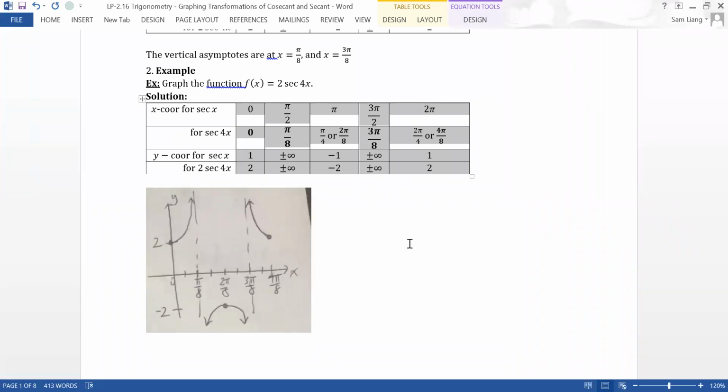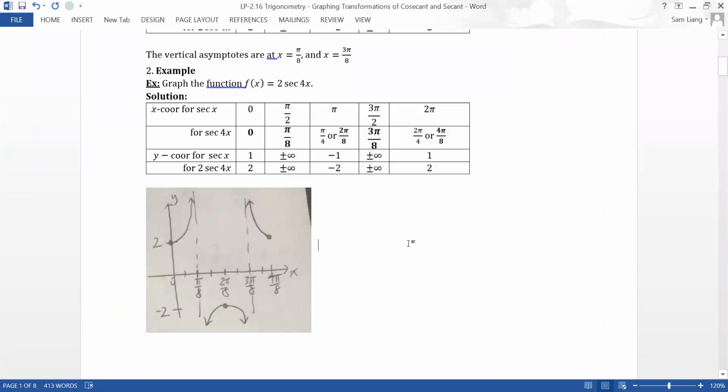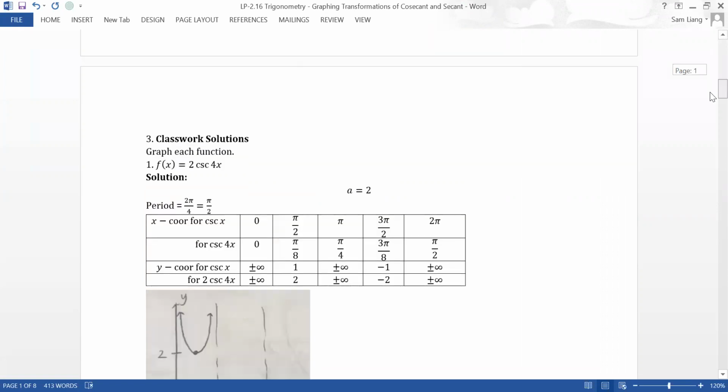All right, any questions or comments about this? Okay, if not, then I'm going to prompt you to start the classwork. Okay, well, there's the first answer.